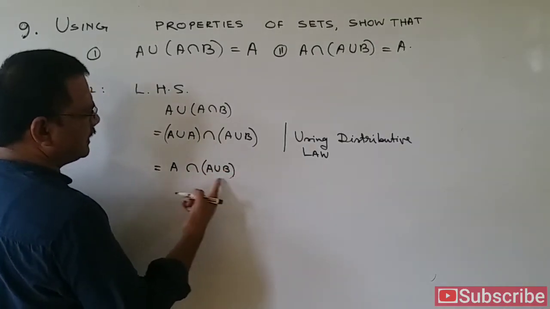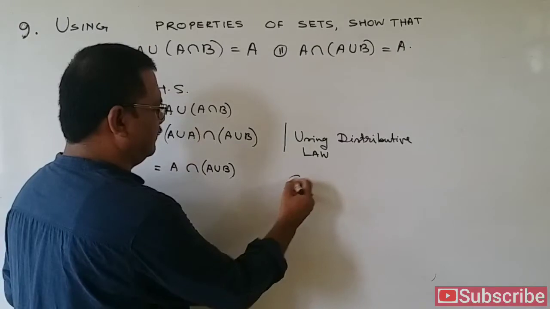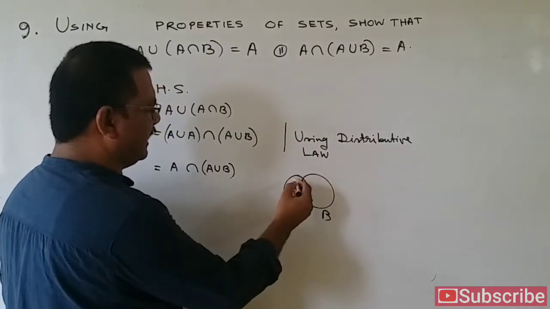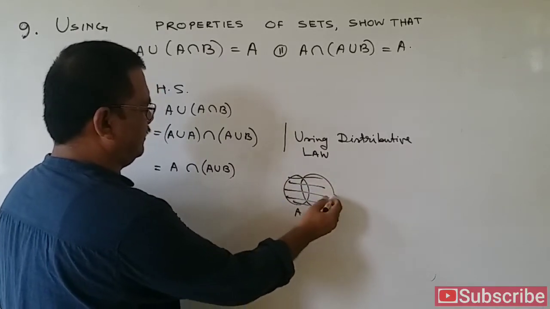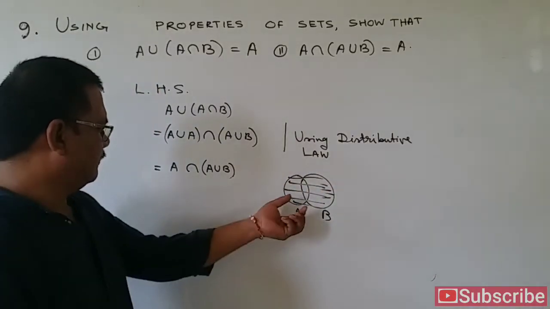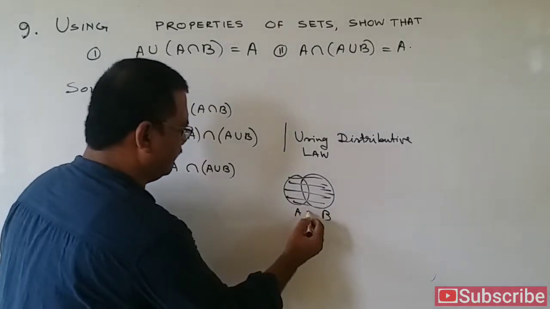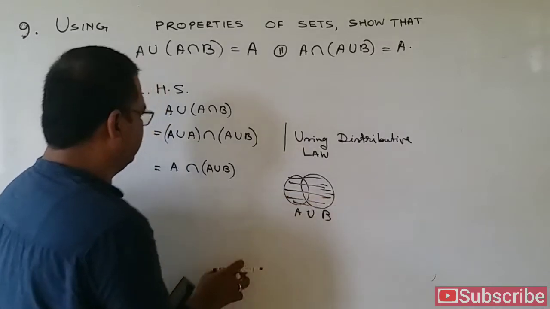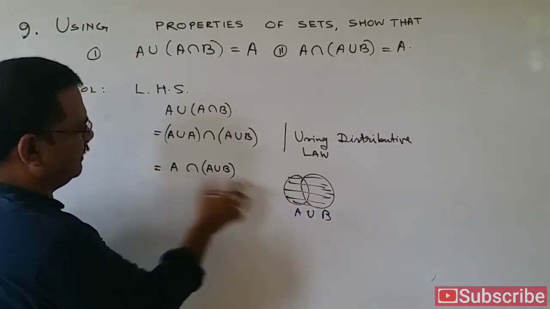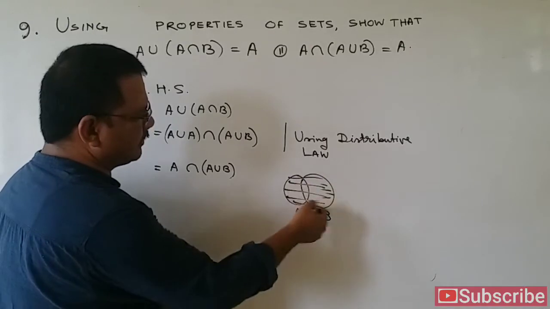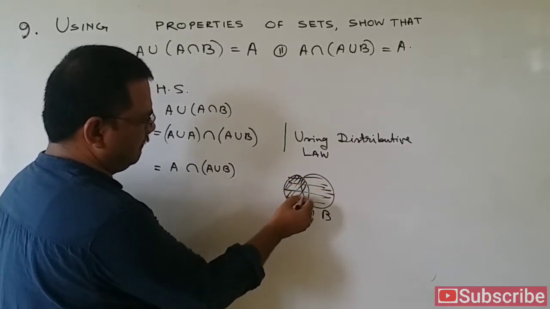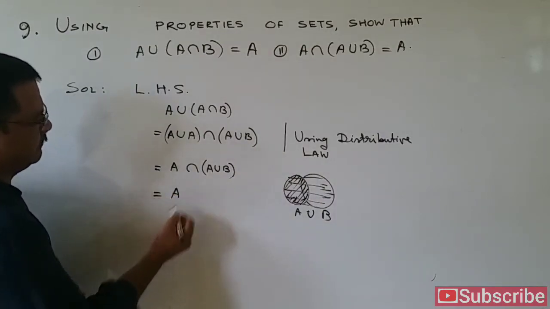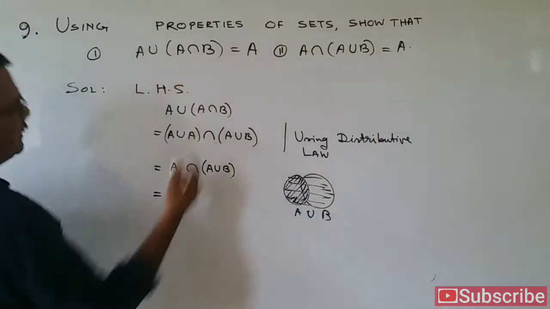You know which one is the larger part. A is this one. Suppose B is this one. This is A union B, the whole part, right? Now A union B is representing this whole part, right? And then with this we have to find the intersection with A. So what is the common part here? This part only, isn't it? So this is equal to A, which is our right hand side.